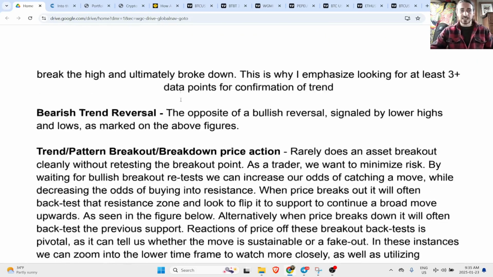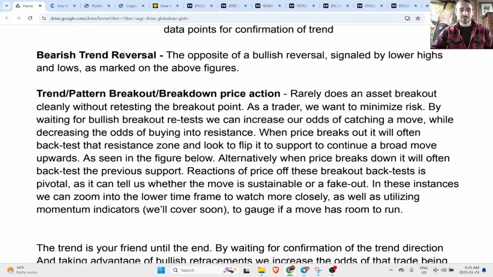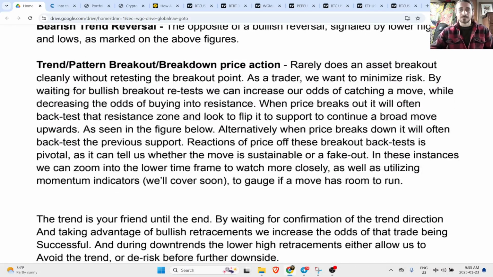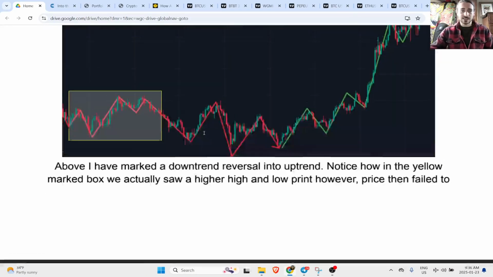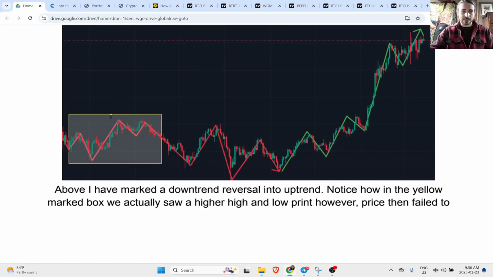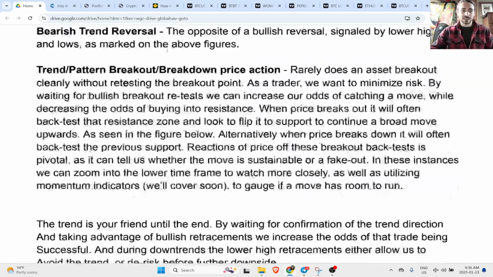We do see bearish trend reversal, so that's just the opposite of the bullish trend reversal. It's marked right through here. So this was not really an uptrend, but it tried to form a little reversal here, didn't really work, and then ultimately just continued that downtrend structure. So that's what that looks like there.